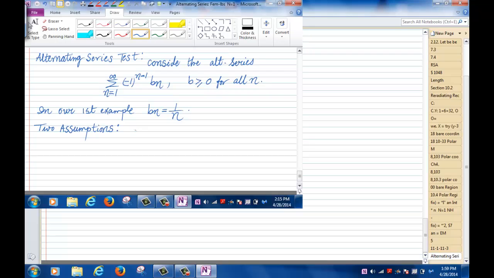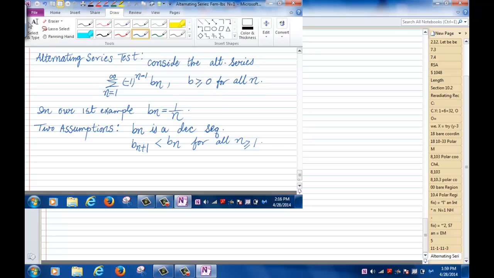First of all, Bn is a decreasing sequence. What does it mean? It means that any term is less than the previous, right? Am I making sense? So it means that Bn plus 1 is smaller than Bn for all n larger than or equal to 1.